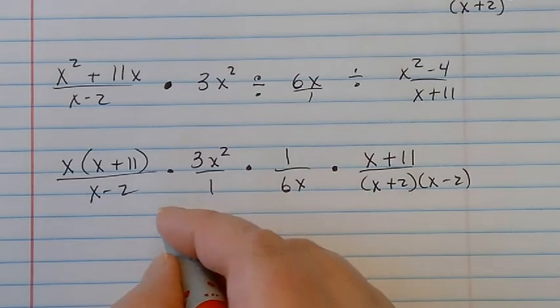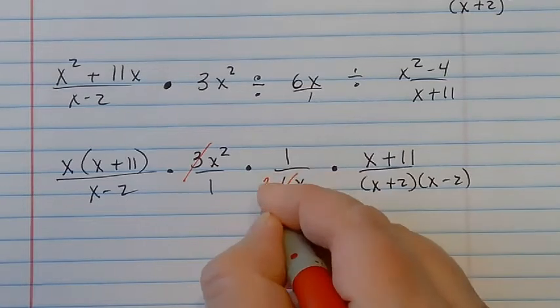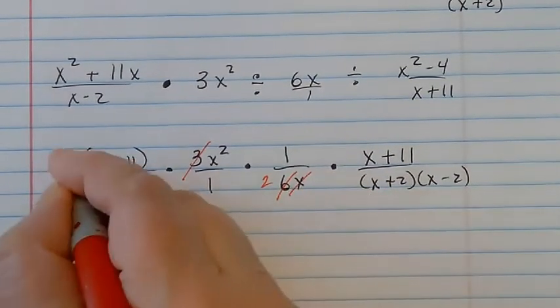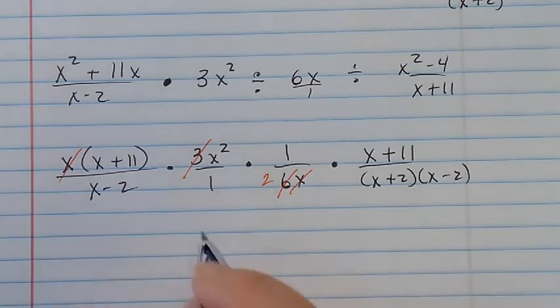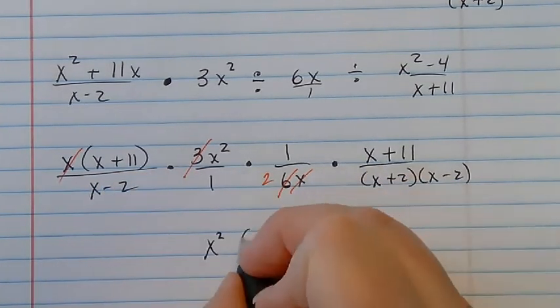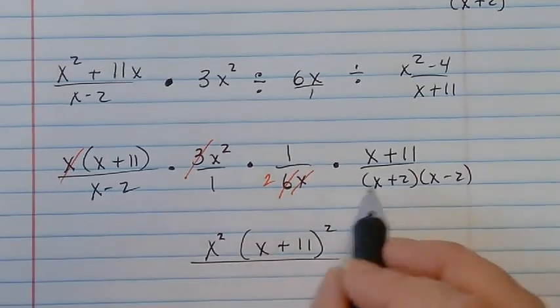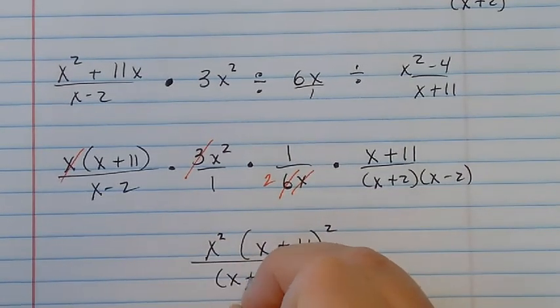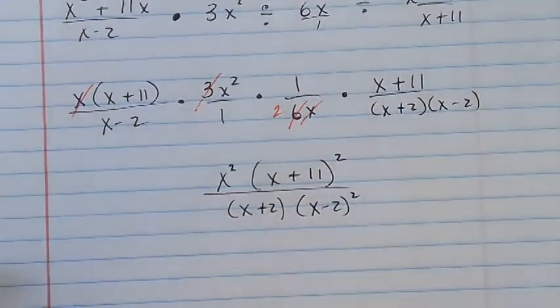So now I'm going to go through and see if anything will cancel. It looks like the 3 and the 6 will reduce to a 2. This x will reduce with that x. But it doesn't look like I have anything else that's the same. So on top, I have x squared, and I end up with 2 x plus 11s. Over, and on the bottom, I have an x plus 2 and 2 x minus 2s. So my answer would look just like that.